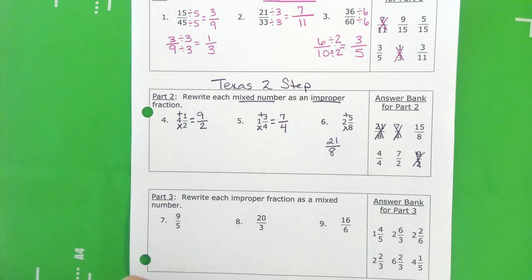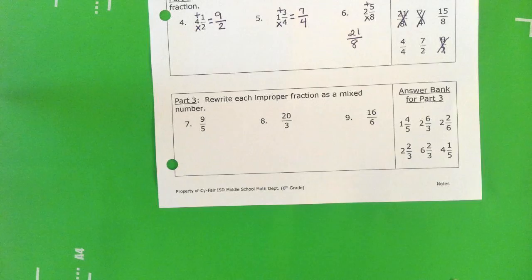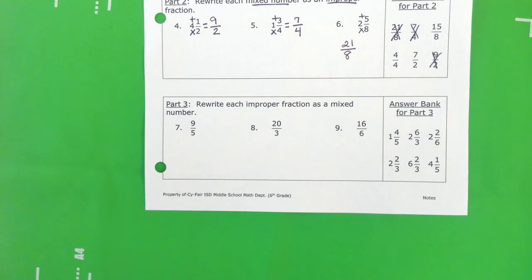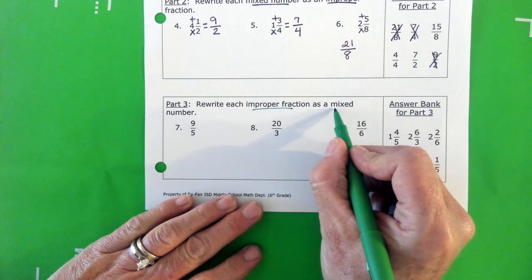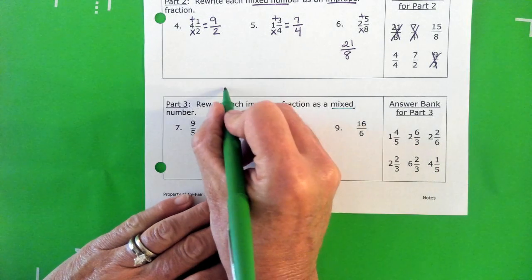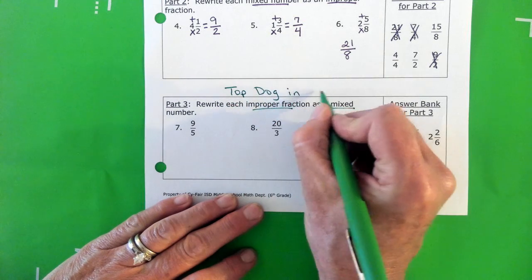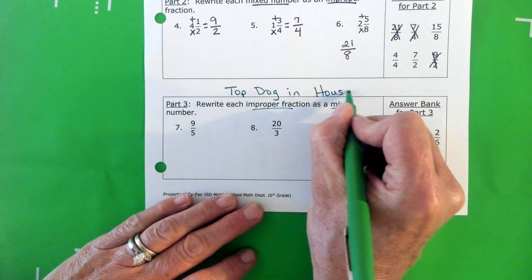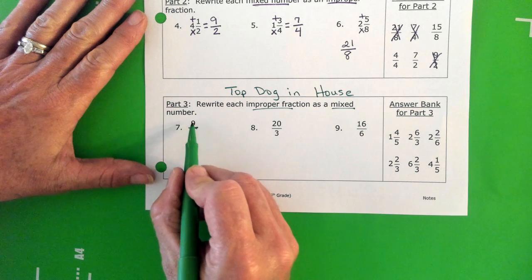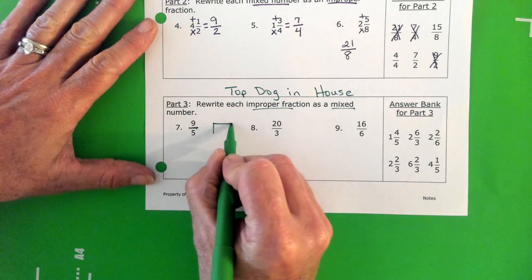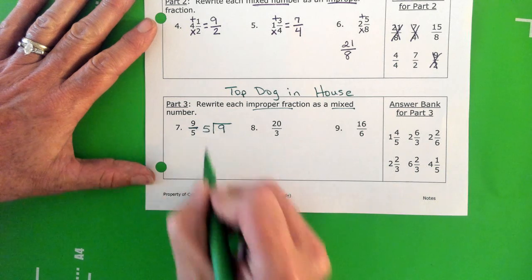Okay, let's go to a different color. I'm going to go to green. Moving on up. Rewrite each improper fraction as a mixed number. Okay, so they give us the improper, and then we're going to change it to the mixed. We call this Top Dog in the House. That's just simply dividing. This is a dividing line right here. 9 divided by 5. So the top dog is the 9 goes inside the house. The bottom one goes outside.